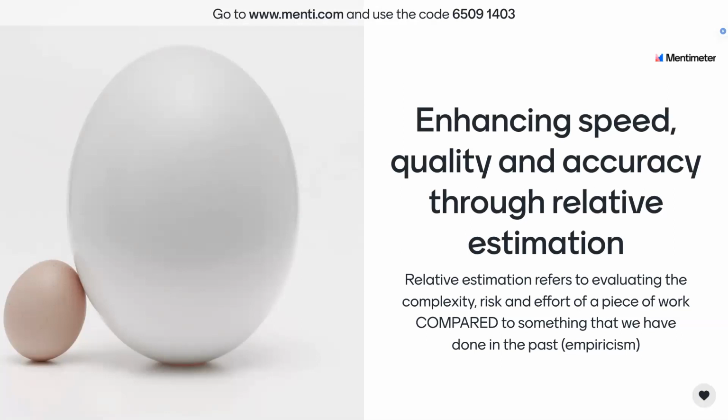So it is a quicker, and some could argue more accurate and qualitative, way of evaluating the complexity, risk, and effort of a particular piece of work against something that we have done in the past. It has its roots grounded in empiricism, and it allows us to say, well, we did this in the past, we think that this piece of work is somewhat similar, and we can determine where it might differ. Therefore, if we follow what we did here and maybe make a couple of tweaks, then what we're estimating here is more accurate because we're relying on that past data.